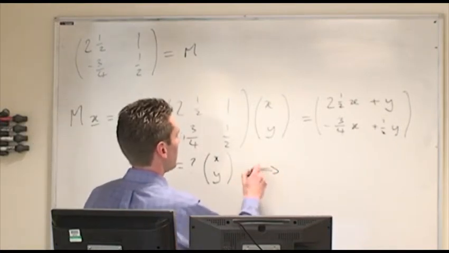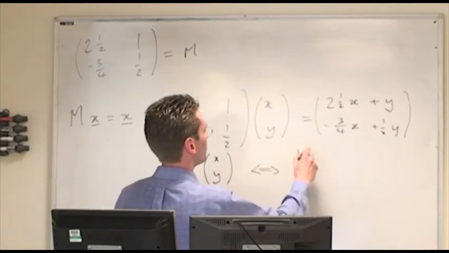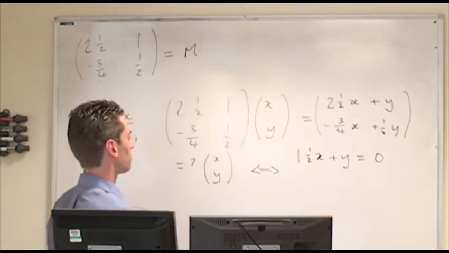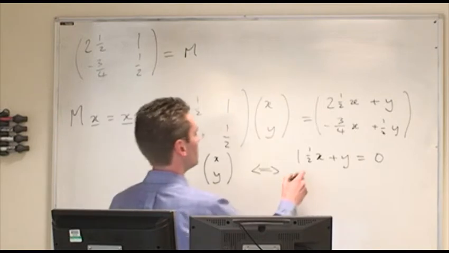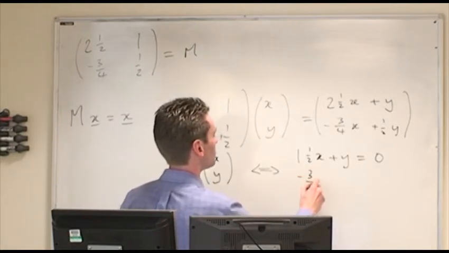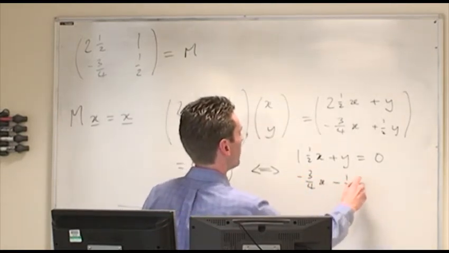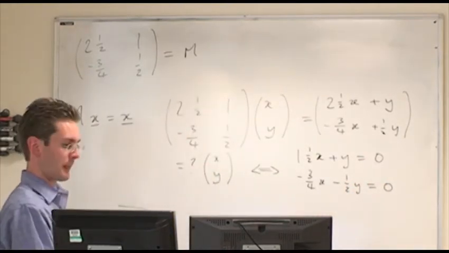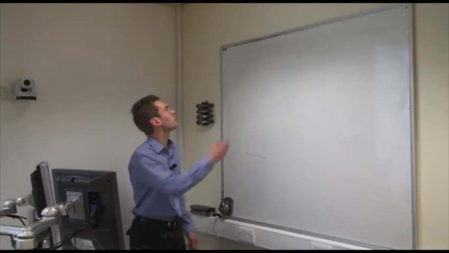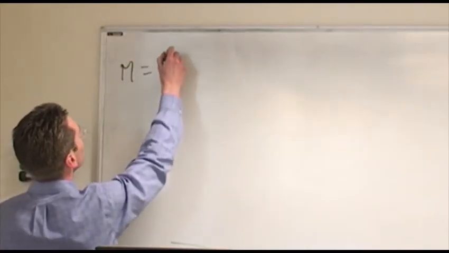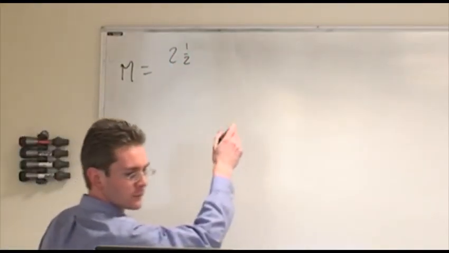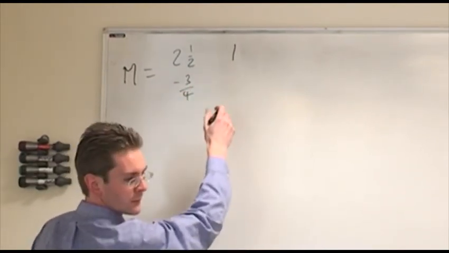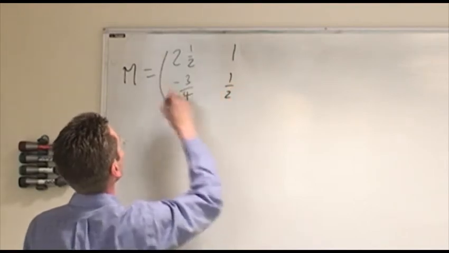So that's the same as 1.5x plus y equals 0 from the top row, and from the bottom row, we get minus 3/4 x minus a half y equals 0. Okay, so let's consider a more complicated matrix now. M is 2.5, 1, minus 3/4, 1/2.